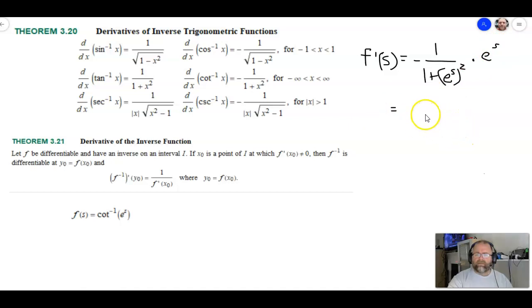So this is a pretty easy one here. So we clean this up a little bit. So I'm going to have a negative e to the s on top, and on the bottom I'm just going to have a 1 plus e to the 2s. Remember, if you have an exponent to an exponent, you can just multiply those together. And that's it. Make sure that you try some more of these.